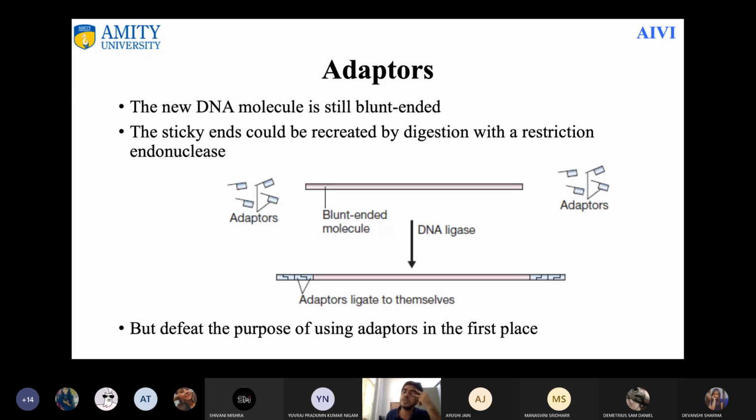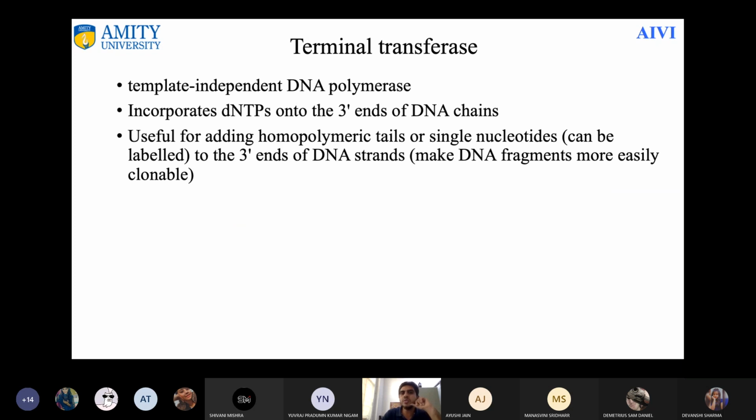So in that case, we are using linkers to do our job. Or if both approaches are not going to work, then we can use a third approach, and that third approach is the utilization of terminal transferases.